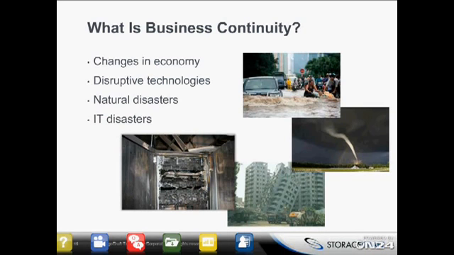A server's down, connectivity is lost, data is lost. For whatever reason, these things are all affecting your business continuity. And in our little small fictitious business, the Acme Widget Company, these things are going to affect whether that business is profitable or not.